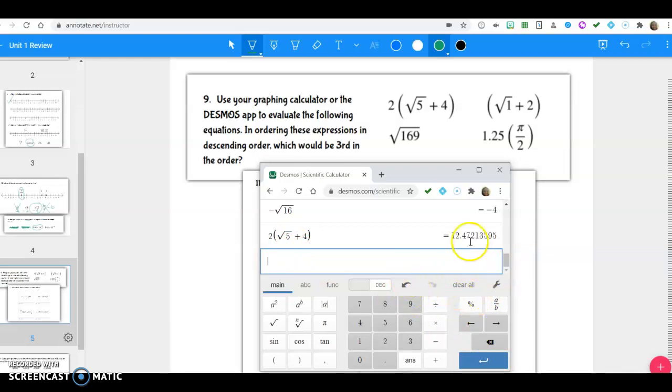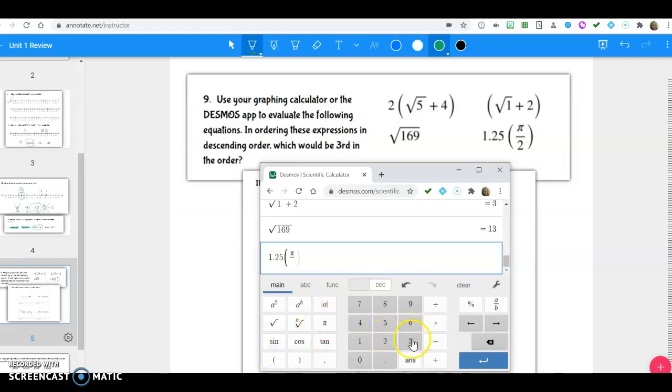So I'm going to keep going. Now I have the square root of 1, right arrow, plus 2. I have the square root of 169. And then I also have 1 1/4 times pi divided by 2, right arrow, parentheses.